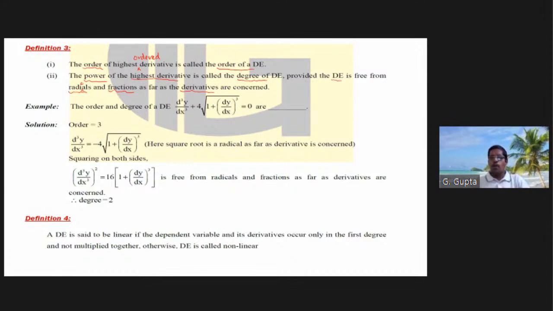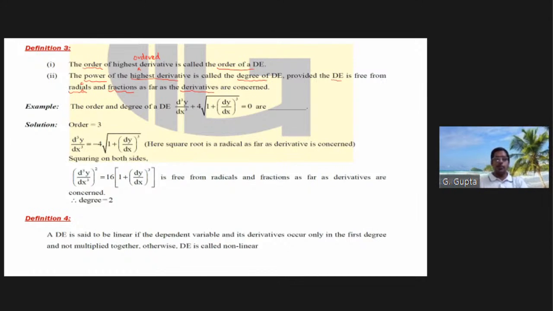You know the meaning of polynomial: each term has a power that is a natural number. For example, x plus x square is a second degree polynomial in x. Similarly, all the derivatives should be brought into the form of a polynomial. Then only is degree defined: the power of the highest derivative.